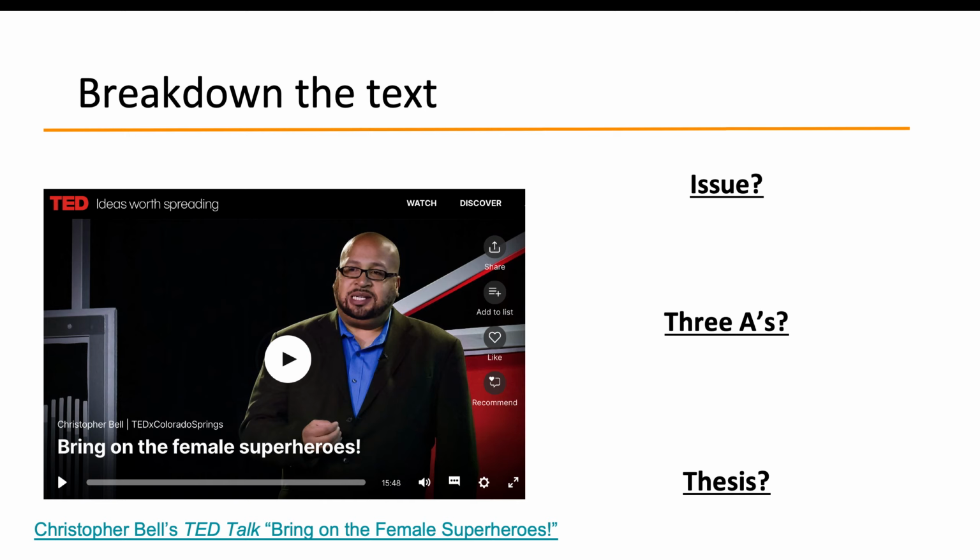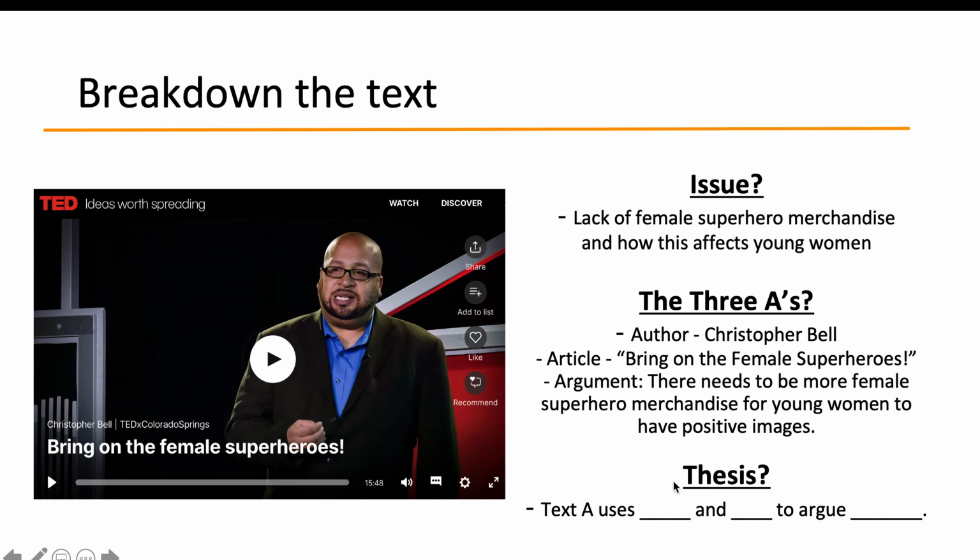So for this Christopher Bell TED Talk, let's think of what the issue is, right? If we watch it, we'll be able to extract that. What are the 3 A's and what's the thesis that we're going to be arguing? Well, if we watch it, you can see that Bell argues that the issue is all about the lack of female superhero merchandise and how this affects young women. Okay, so we have to craft that some way in our introduction at the beginning.